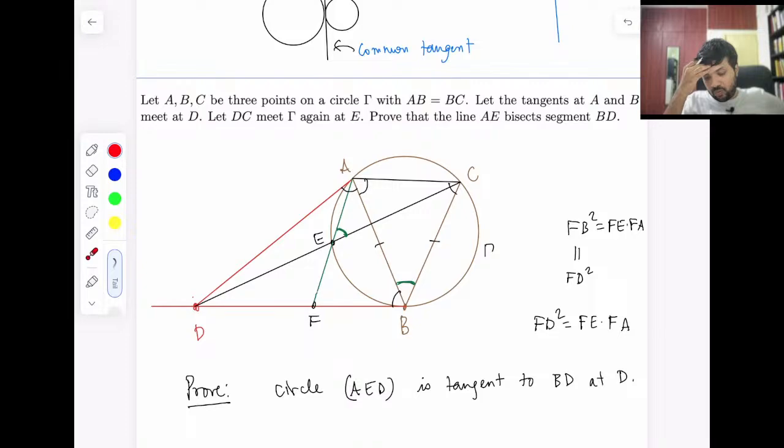We have to choose a chord here. DE is a chord, or AD is a chord, or AE maybe. For the DE chord, we have to prove this angle is the same as this angle. Then we are done, by the alternate segment theorem. Converse of the alternate segment theorem. I didn't say it, but the converse is also true.